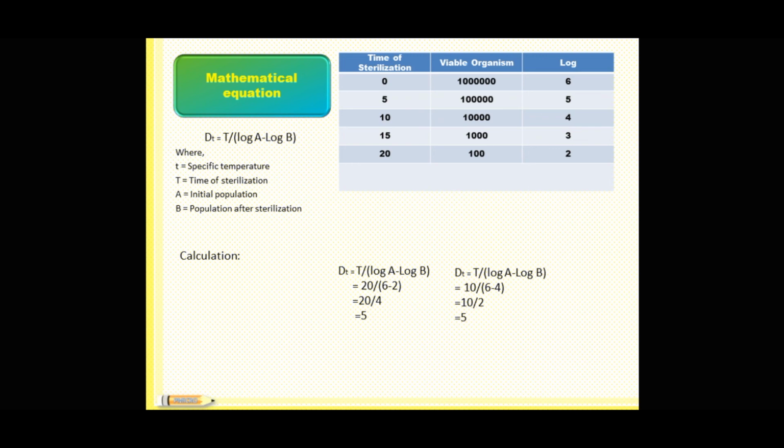Again, Dt is T by log a minus log b. If I take the sterilization time as 10 minutes, the initial population is 10 lakh, which is log 6, and after 10 minutes of sterilization it is 10,000, which is log 4. 6 minus 4 is 2, and 10 divided by 2 is 5. So here also we got the D-value as 5 minutes at 121 degrees centigrade.